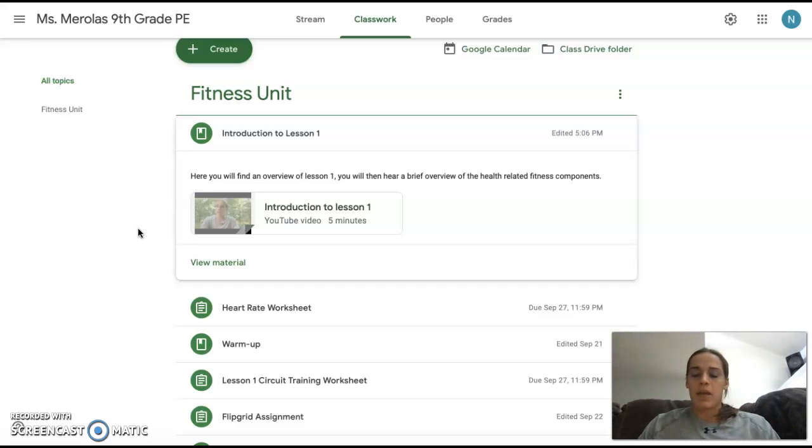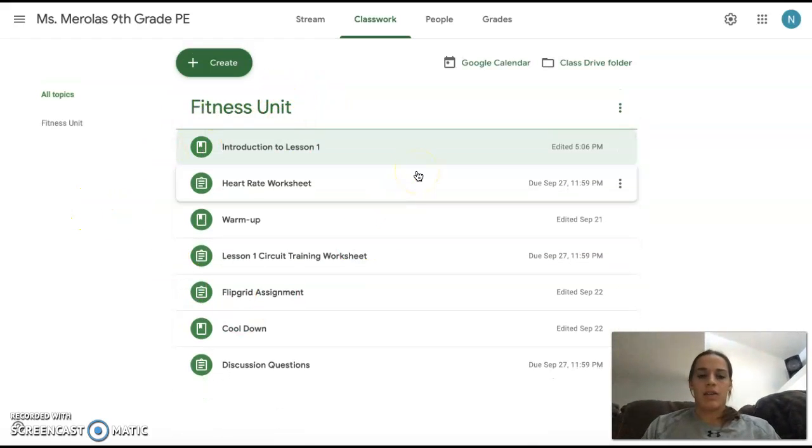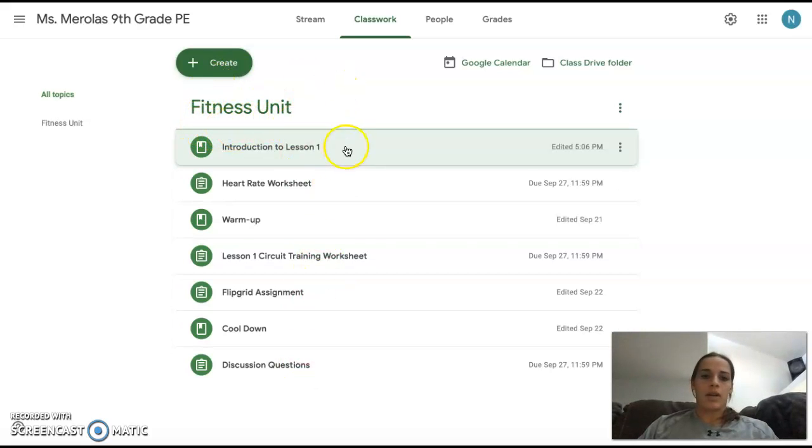So I made a ninth grade fitness unit lesson similar to one I made for the actual online 10-day class, but I altered it here and there to make it fit this assignment. So I made an entire topic for my lesson one or my entire unit. So I have my fitness unit, and then I broke it up into different parts of lesson one.